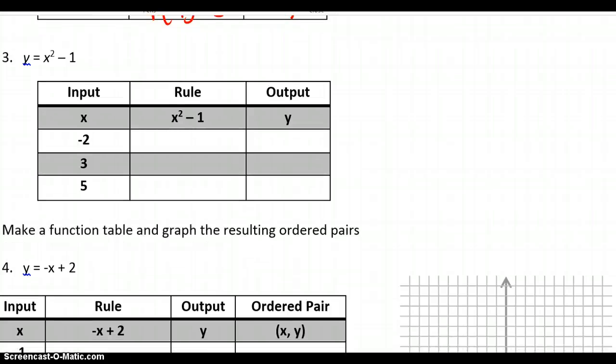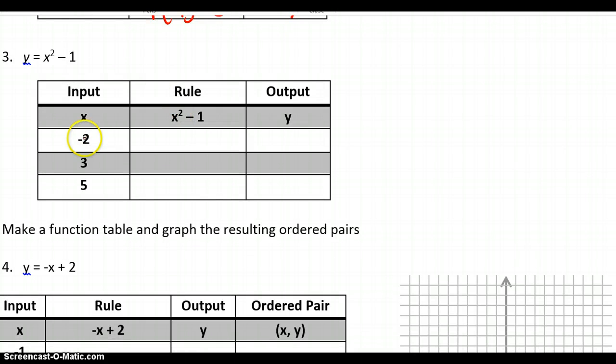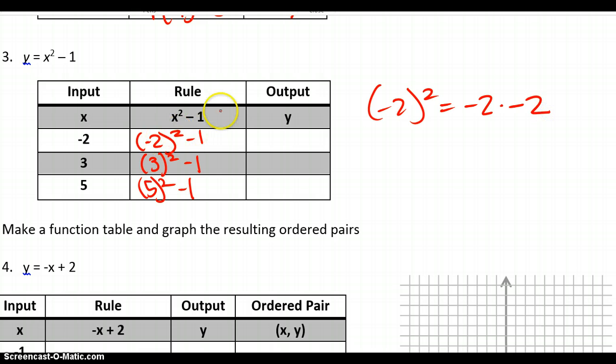Next question, y equals x squared minus 1. All you're doing is plugging in these numbers for x. So I have (-2) squared minus 1, 3 squared minus 1, and finally 5 squared minus 1. Oops, the squared should go outside of the parentheses. Alright, (-2) squared is the same thing as -2 times -2. We know that's positive 4. 4 minus 1 is 3. 3 squared is 9. 9 minus 1 is 8. 5 squared is 25. Minus 1 is 24.